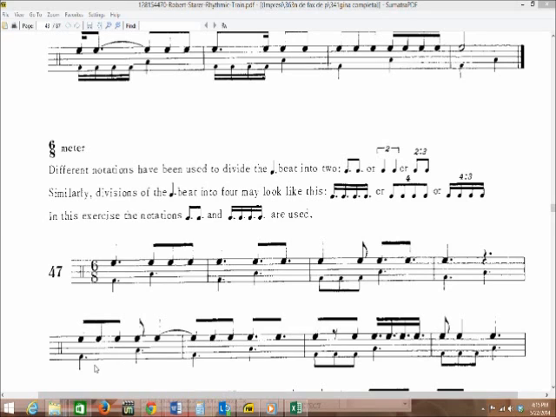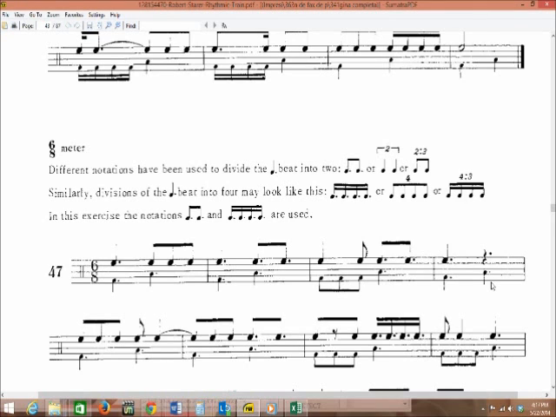So here we go. Here's our dotted quarter note pulse. Eighth notes are G, G, G, G, G, G. Dotted eighth notes are G, G, G, G, G, G, G, G. Dotted 16th notes are G, G, G, G, G, G, G, G.